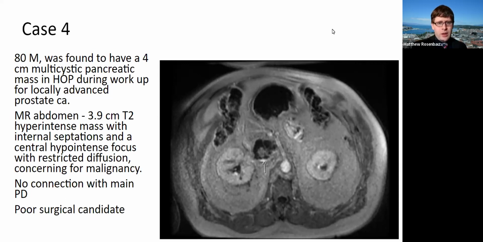You can see a little bit of enhancement around the edge, right where the arrow is, and you can also see that little grayish area in the middle. Both are concerning findings. There's no obvious connection to the main pancreatic duct, but it's a very poor surgical candidate. So they wanted to do biopsies and cytology. Unfortunately, cytology wasn't hugely helpful in this case, but the biopsies ended up being quite good.